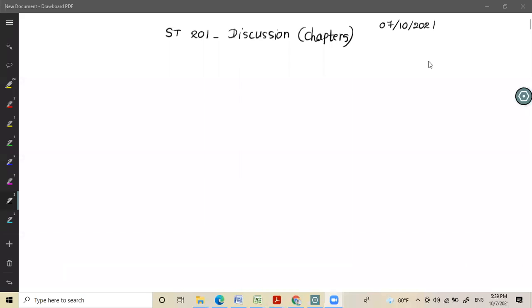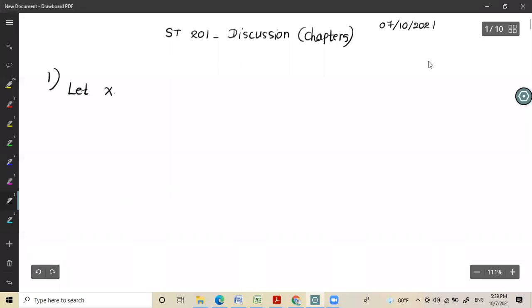Okay, so let's start with convergence in probability. Several questions. Here's the first one. Suppose you have a sequence of random variables, Xn. All of them are exponential with parameter n. You have to show that Xn goes to 0 in probability.